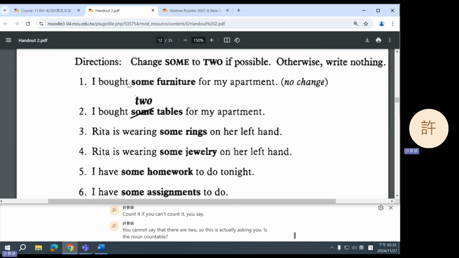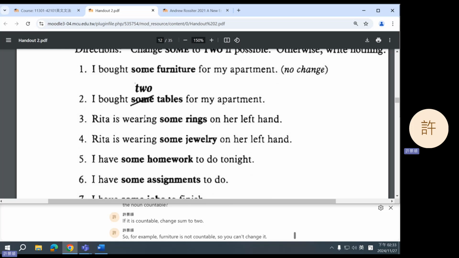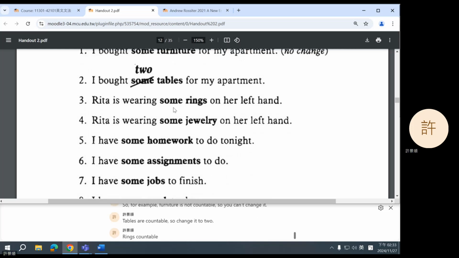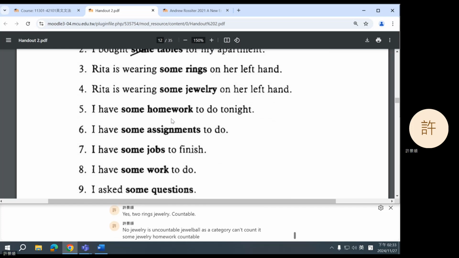If it is countable, change some to two. So for example, furniture, 家具, is not countable. So you can't change it. Tables are countable. So change it to two. Rings, countable? Yes, two rings. Jewelry, countable? No. Jewelry is uncountable. 珠宝 as a category, can't count it. Some jewelry. Homework, countable? No. If you need to count homework, use assignments. Some homework.